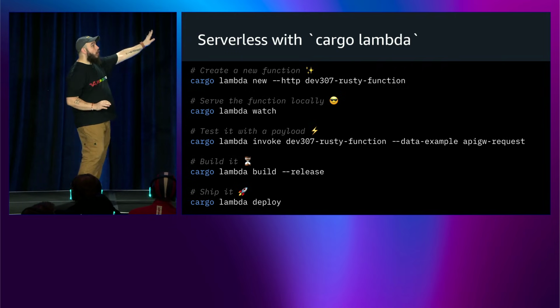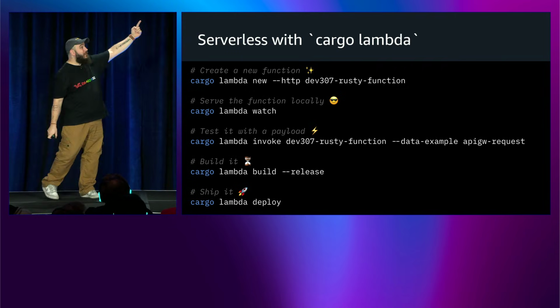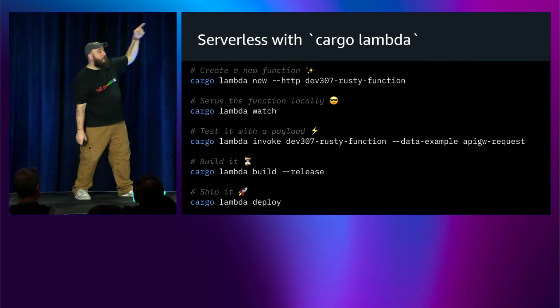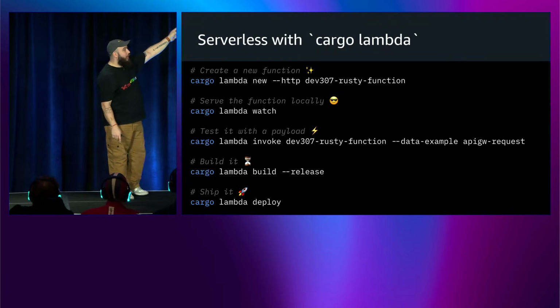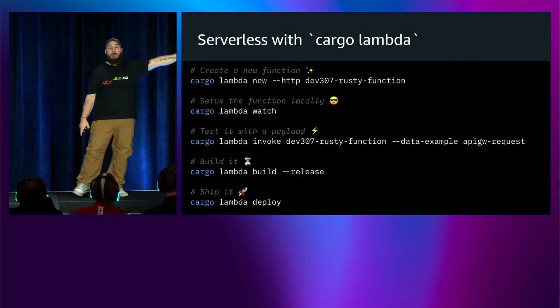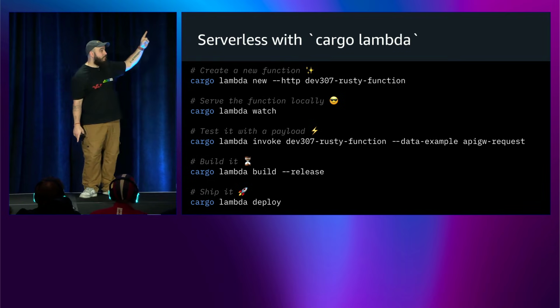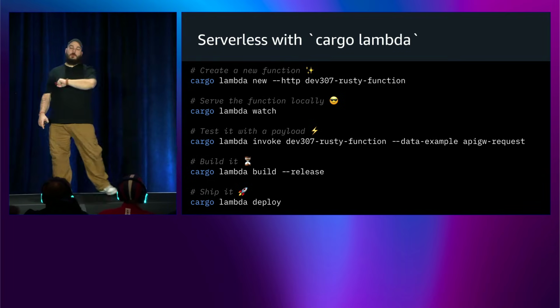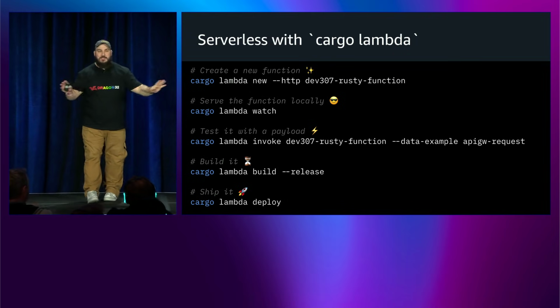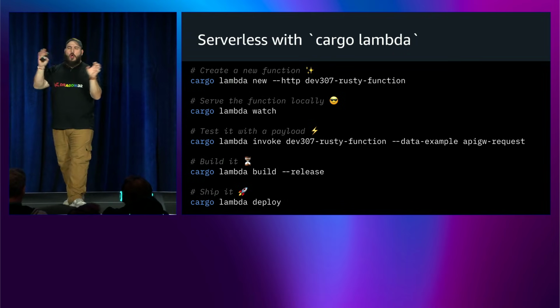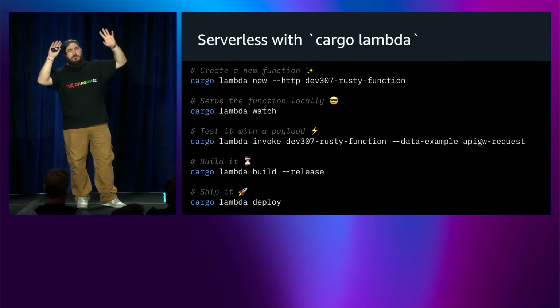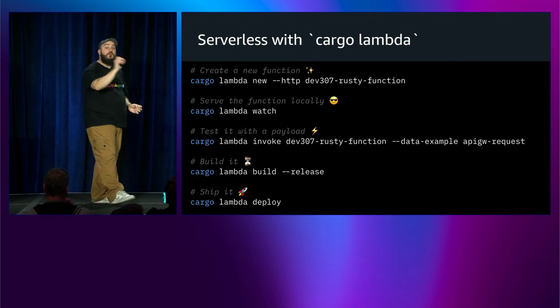So with tools like Cargo Lambda, that's the only thing it takes for you to deploy. Create a new Lambda function, an HTTP Lambda function, start it locally, invoke it with an example API Gateway request. You can build it, and you can also deploy it. Fantastic, wonderful. All built by the community, all fitting in the same cargo-ish development ecosystem that Rust is so famous for.